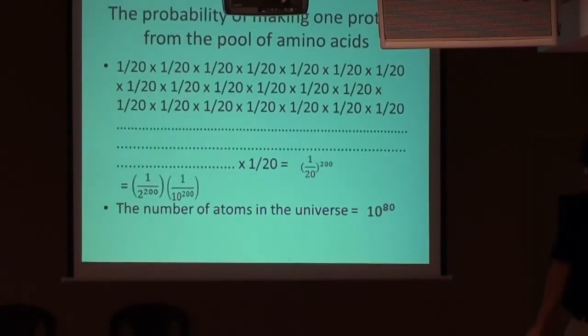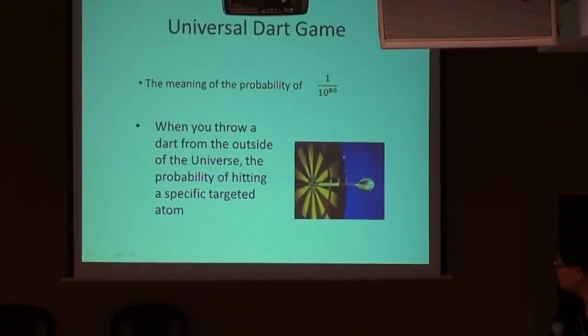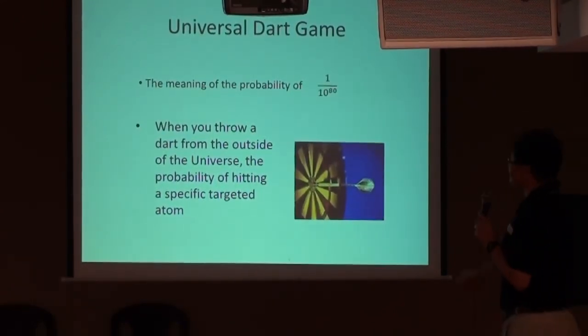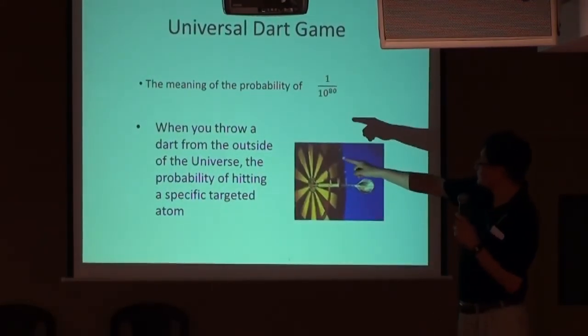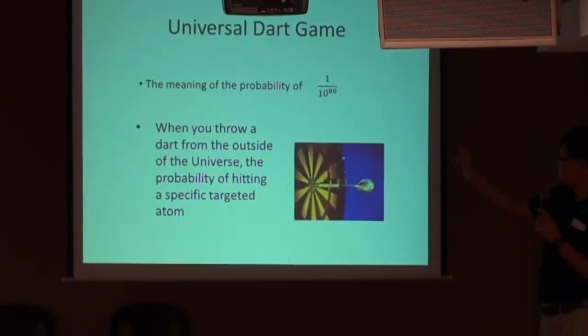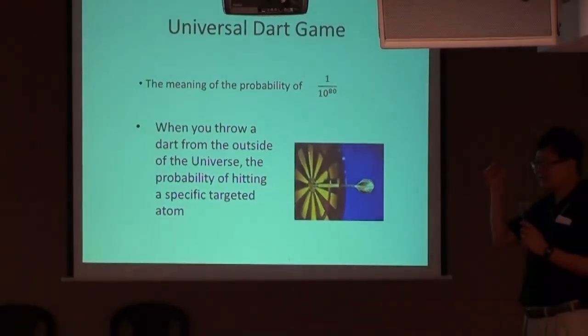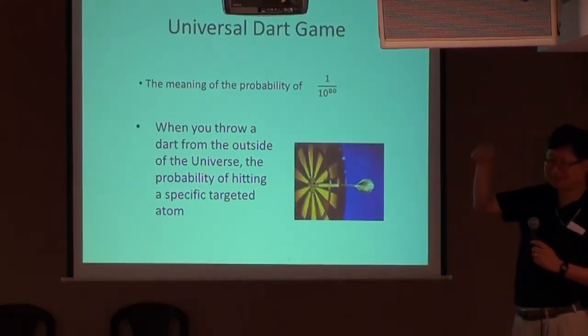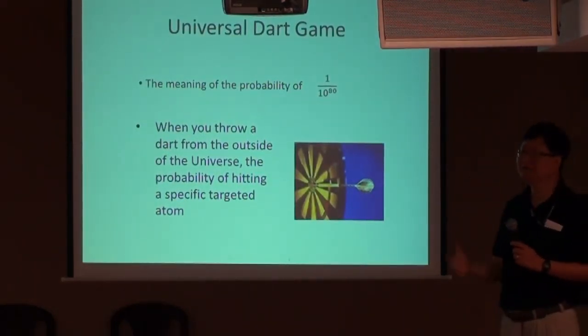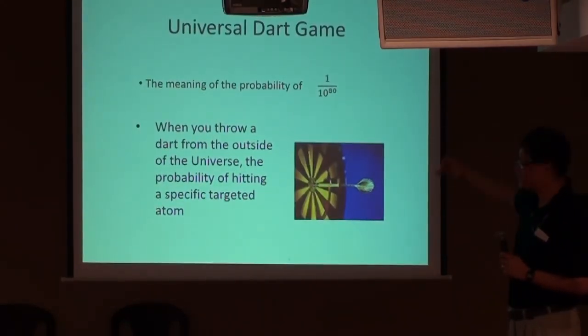So 10 to the 80 power, what does that probability mean? The probability of 1 over 10 to the 80 means when you throw a dart from outside the universe, the probability of hitting a specific target atom. You throw the dart, and that dart goes exactly, not to New York, not to anybody, but to one atom in the universe. That probability is 10 to the 80 power.